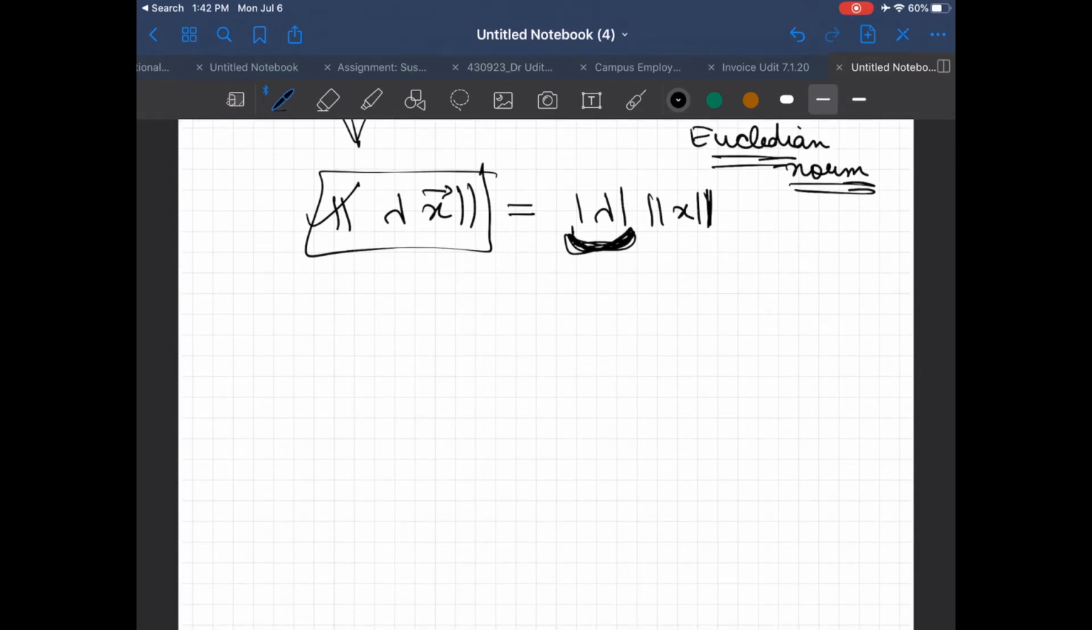Now the two specific examples that we keep on using in terms of norms, the first one is the Manhattan norm, which we also call the Manhattan distance.